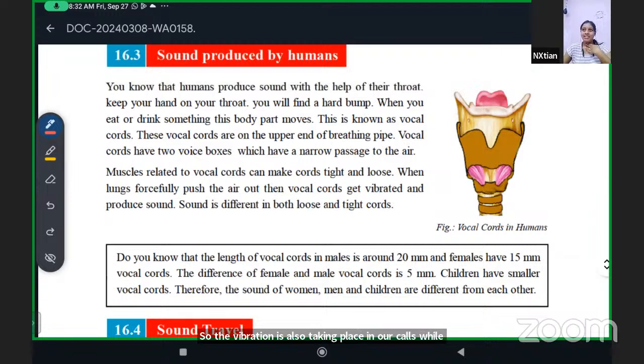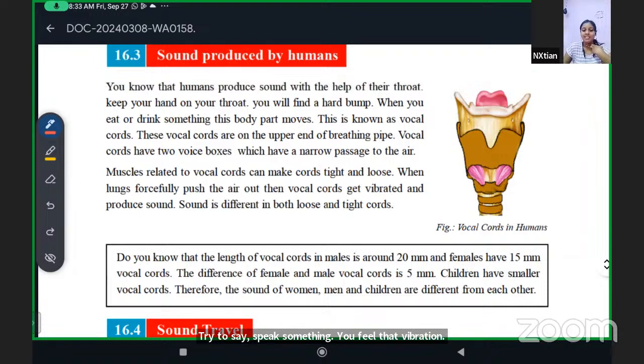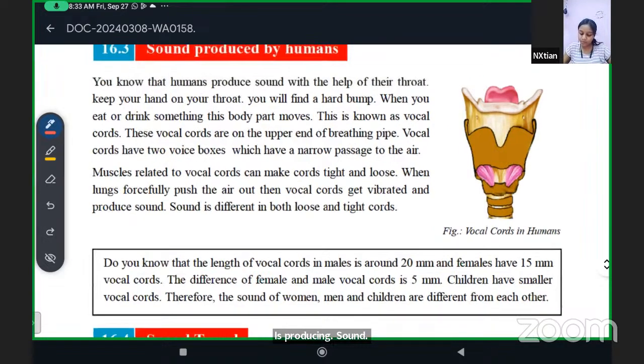Try placing your hand on your voice box, the lump in your neck, and try speaking something. You will be able to feel that slight vibration. If you want to try it right now, put your hand on the voice box and try saying something. You will feel that vibration, and the vibration taking place in the vocal cords is producing sound.